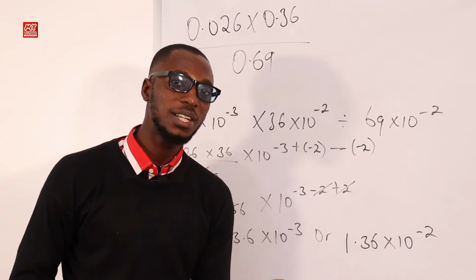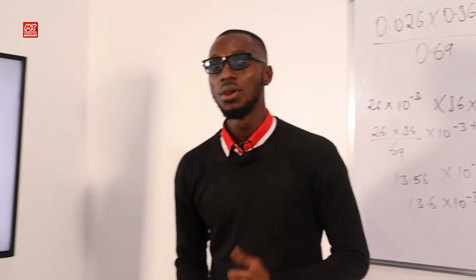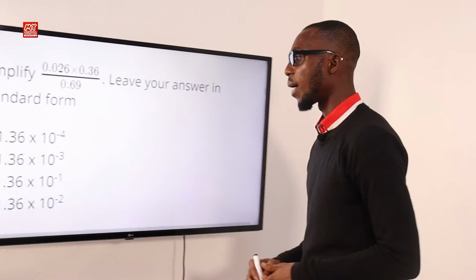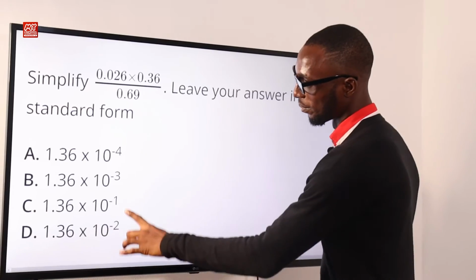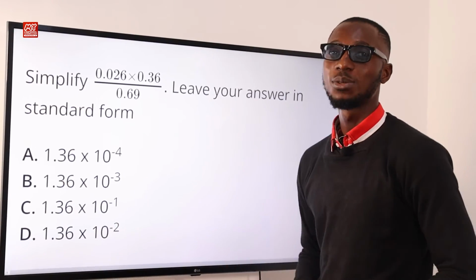So let's go back to the screen and select the correct option. 1.36 times 10 raised to power minus 2. Option D is super correct.